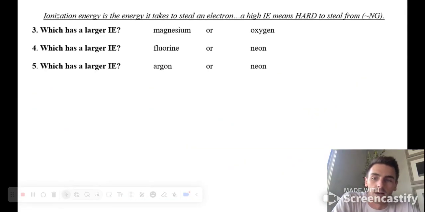Okay? So, other ones. Ionization energy is the energy it takes to steal an electron. So just don't get caught up by the language. Just keep working on which one would I want to steal from. So number 3, which one has a larger IE? That means harder to steal from. Things that are hard to steal from, like I put up here, are noble gases, or things like noble gases.